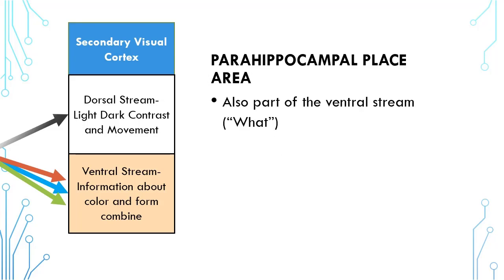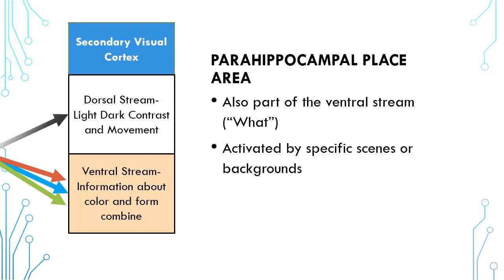One of the ones I think is the coolest is the parahippocampal place area. So this is also part of information about what, but I think the thing that's interesting to me is that it's so very different, and it goes along with this area of the brain that we think of as being involved in many different kinds of memory, but it's activated specifically by scenes and backgrounds. But that's not the thing that I think is really cool about it.